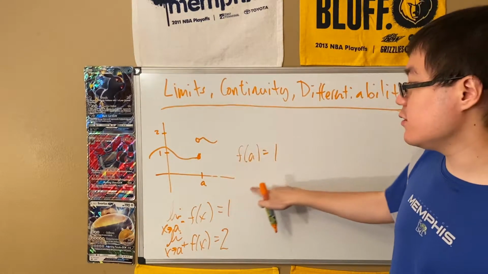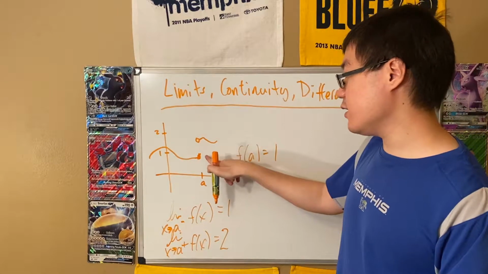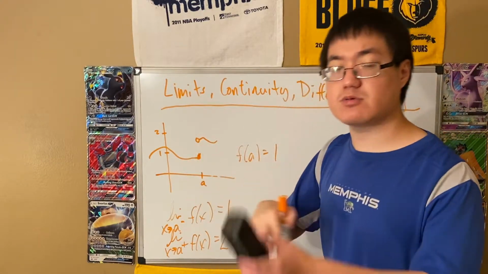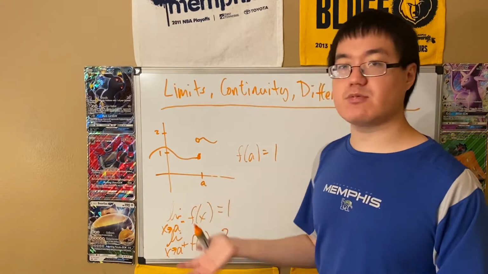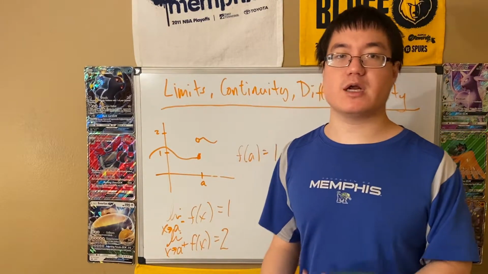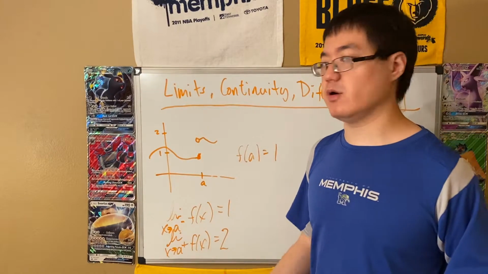But notice that this had no bearing on the limits. I could have put the closed dot on this one as well and switched it up. I could have had two open dots. It wouldn't have mattered. These two limits would have been the same because limits only care about what you're approaching and not what you're going towards.